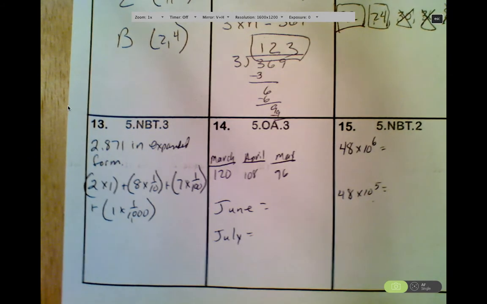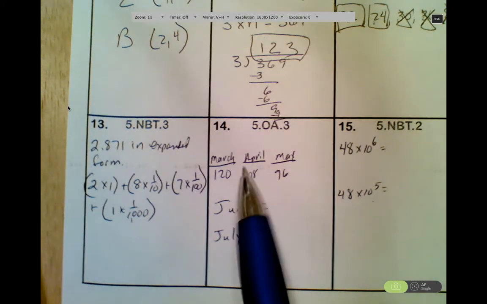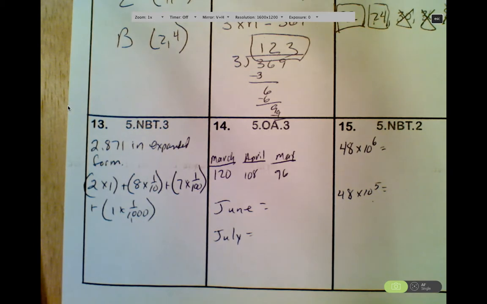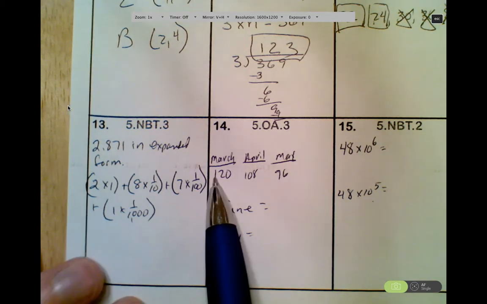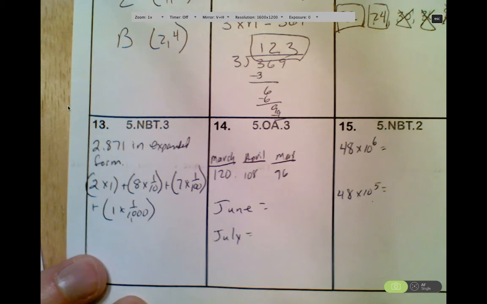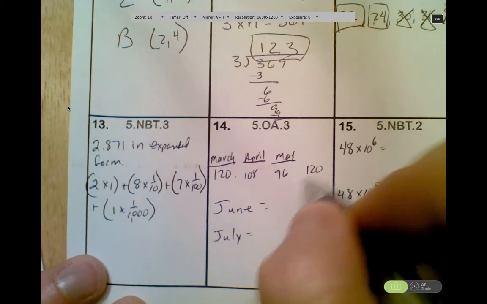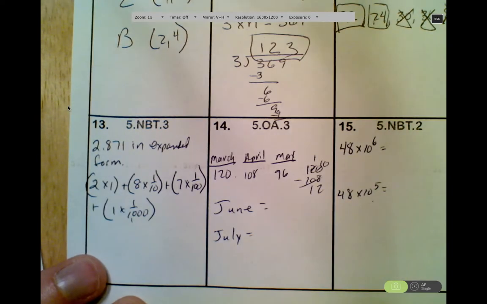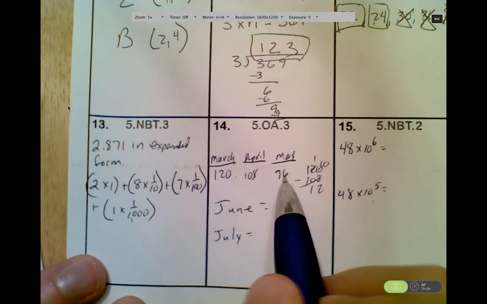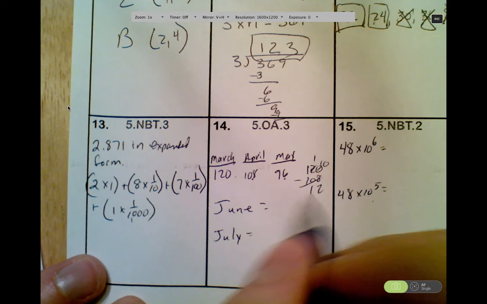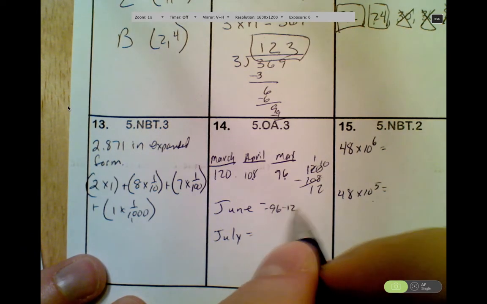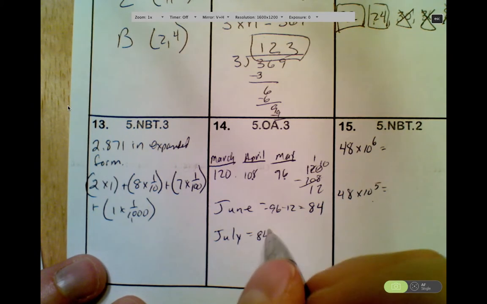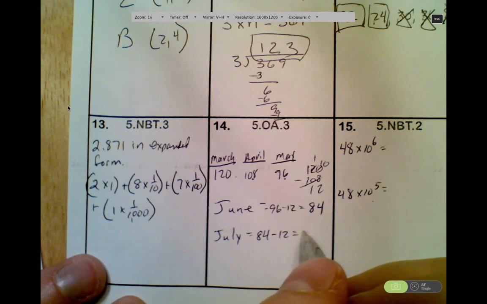Number 14, we have a little pattern going on here. It says Carol's reducing the amount of TV she watches. If the pattern continues, how many hours of TV will Carol watch during June and July? It's decreasing by 12. So 120 minus 108 is in fact 12. Then 108 minus 12 is 96. So I do 96 minus 12, which gives me 84. And then 84 minus 12 will give me 72.